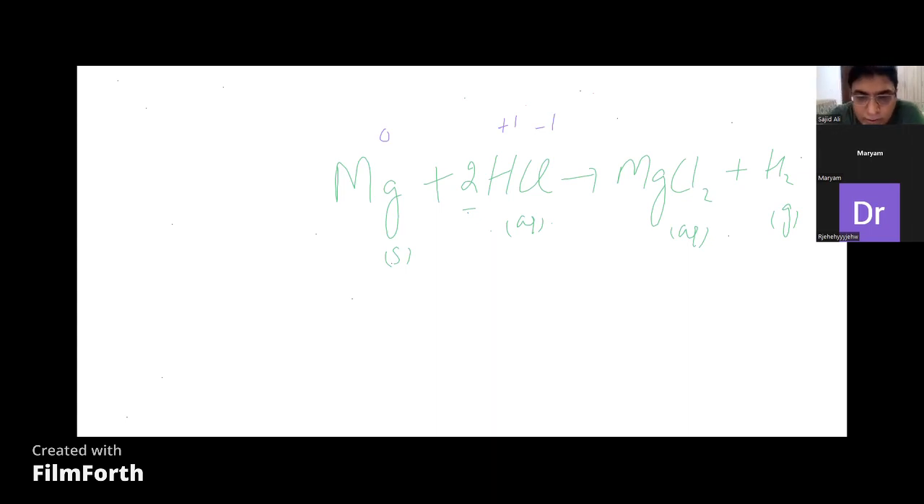And in magnesium chloride, magnesium is in group 2, so it has +2 oxidation state. Chlorine here has -1 oxidation state because it's a binary compound and halogen has -1 charge in that case. And hydrogen is a diatomic molecule, so it has an oxidation state of 0. This is how we put the oxidation states before knowing whether it is oxidation or reduction, or which element is being oxidized and which is being reduced.